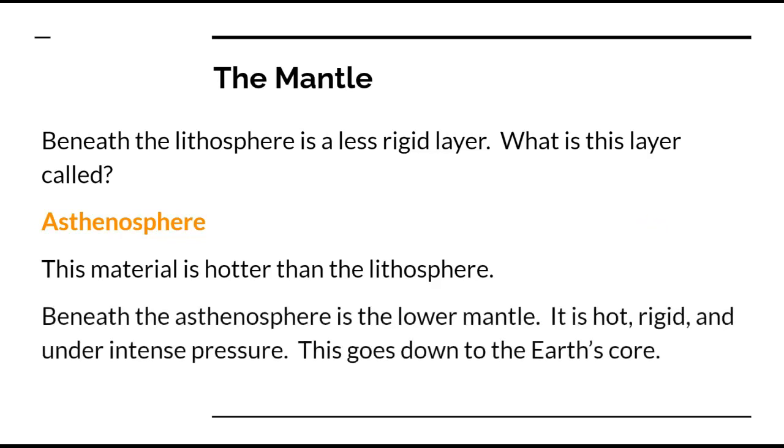Beneath the asthenosphere is the lower mantle. It is hot, rigid, and under intense pressure. This goes down to the Earth's core.